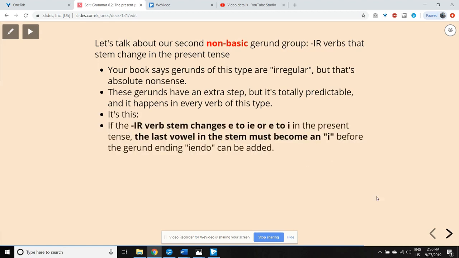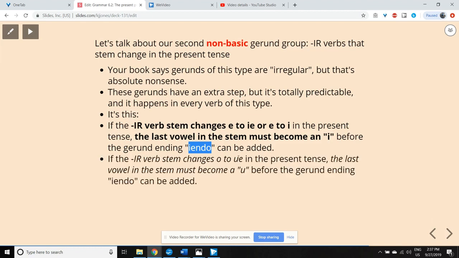So here's what happens. If the IR verb stem changes either E to IE or E to I in the present tense, then when you make its gerund, the last vowel in the stem, which is going to be an E, has to change to an I before the gerund ending IENDO can be added, okay? And if the IR verb stem changes O to UE in the present tense, then when you make its gerund, the last vowel in the stem, which will be an O, has to become a U before the gerund ending IENDO can be added to the stem and the gerund completed, okay?